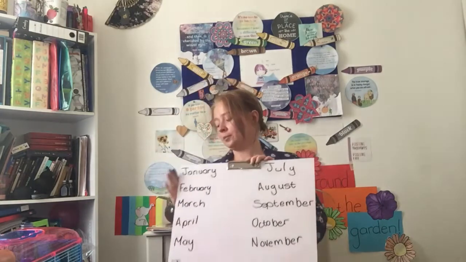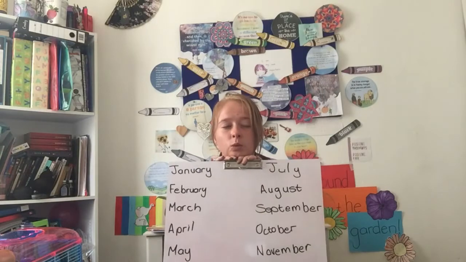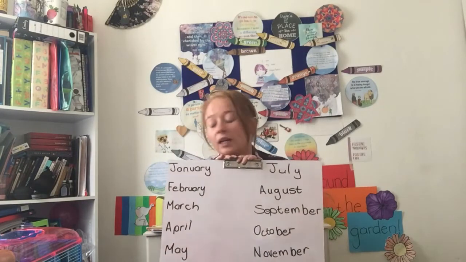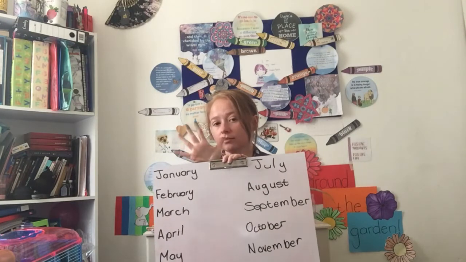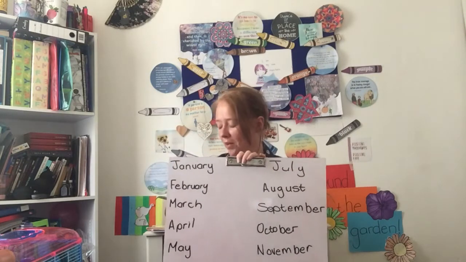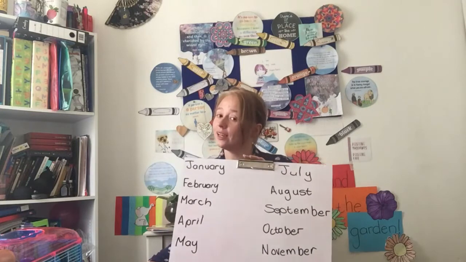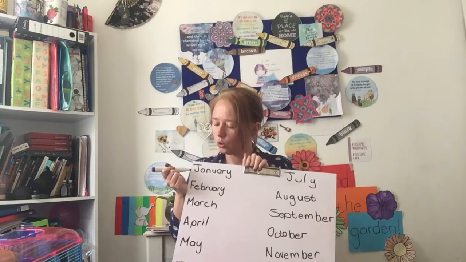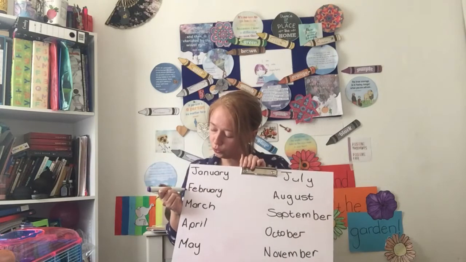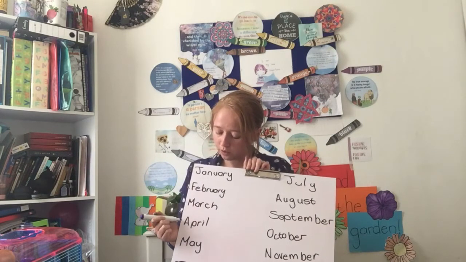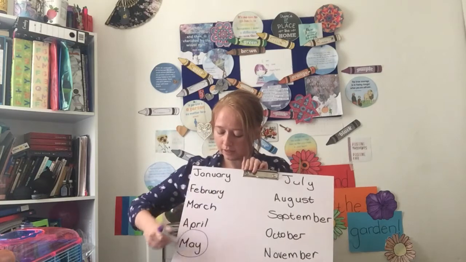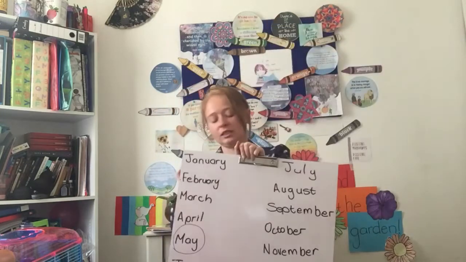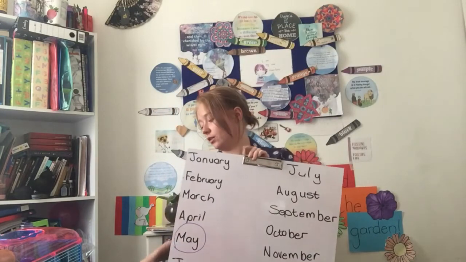Oops. Okay. So can you remember what month we're in? May, the month of May. And the month of May is the 5th month of the year. So let's count to see where we can find May. 1, 2, 3, 4, 5. So there is May. May is the 5th month of the year.